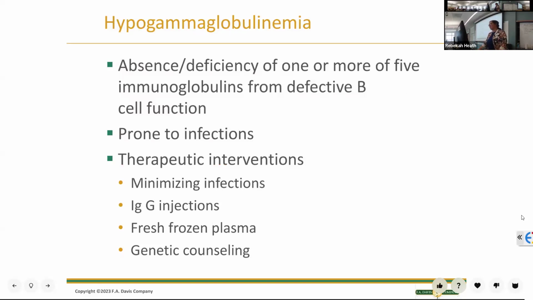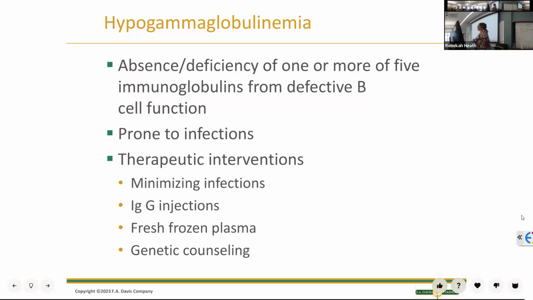Hypogammaglobulinemia. Such a hard one, guys. But that's where you're deficient of one or more of these 5 different immunoglobulins. So if you think about it, if you're like, okay, my immune system isn't working well, well, what's going to happen? Well, you're going to be more prone to infections, right? Where am I at? And what do we do about it? Well, we prevent, right? If we know you're more prone to infections, let's try to prevent you from getting infections.